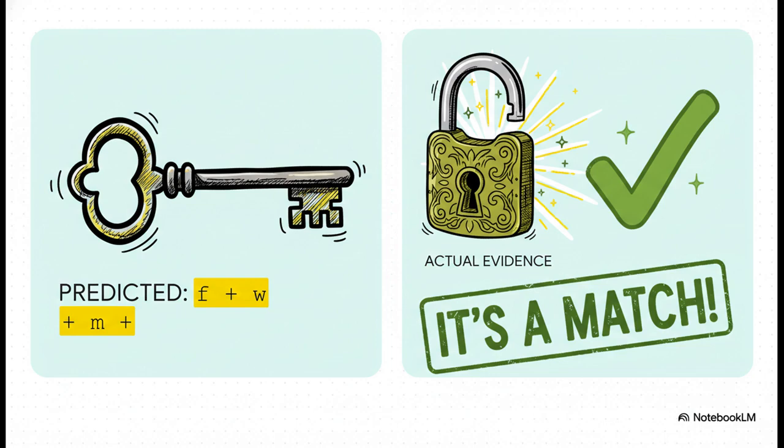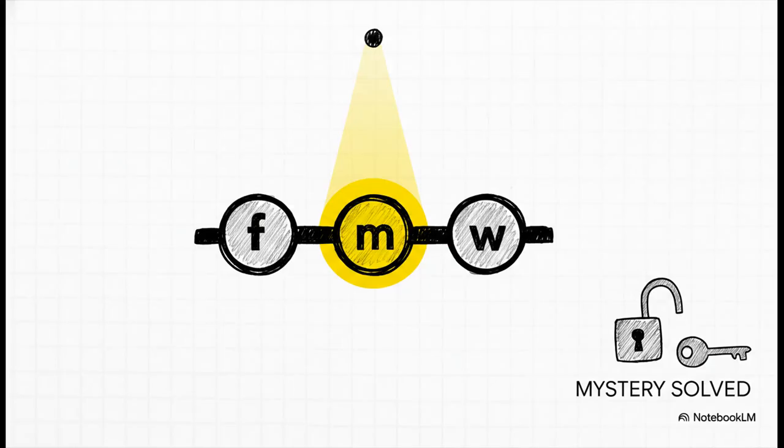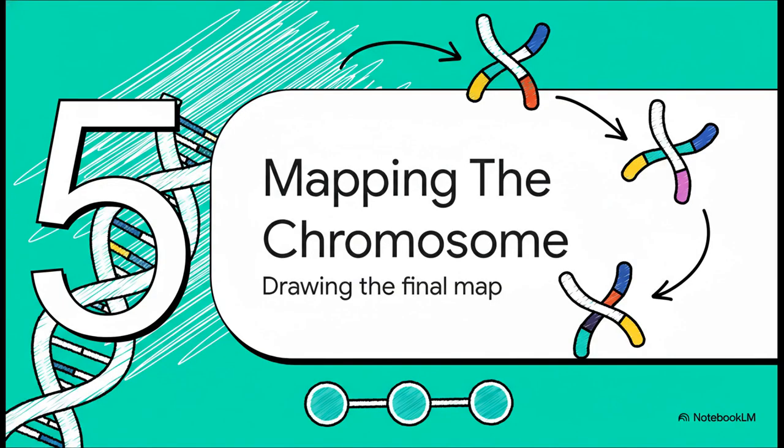We found it. We have confirmation. And there it is, clear as day. Gene M is the gene in the middle. We've officially cracked the code. The true sequence of these genes on the chromosome is FMW. The mystery is solved. Solving the gene order isn't really the end of the story. In a lot of ways, it's the beginning.